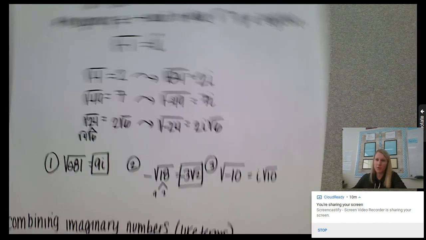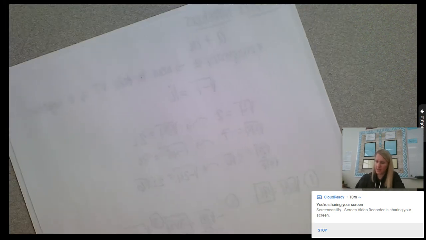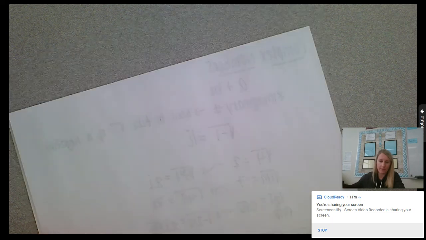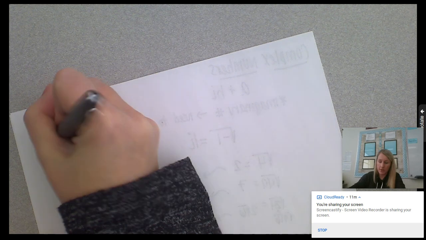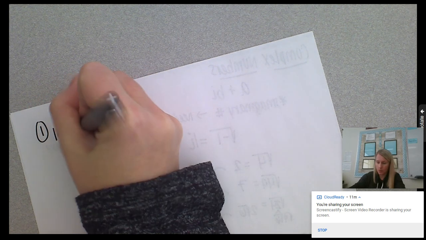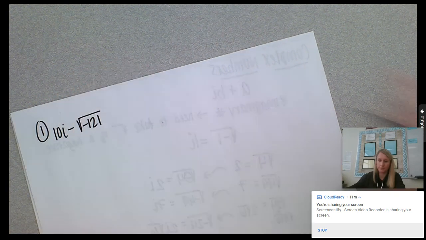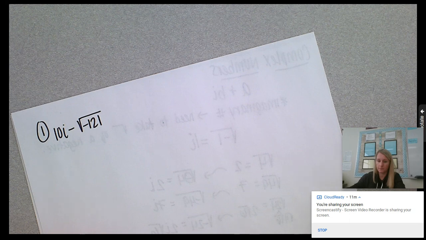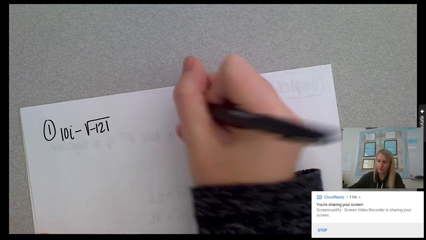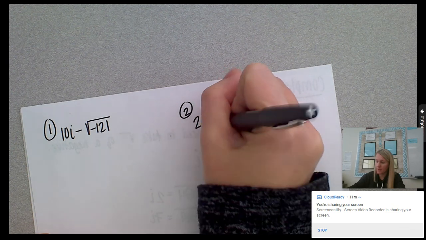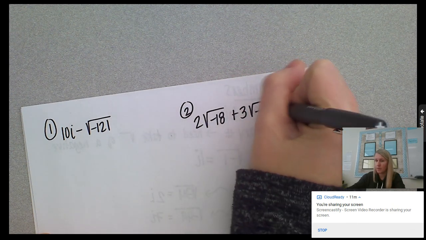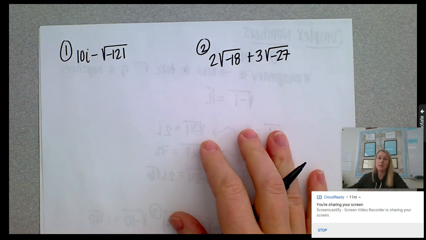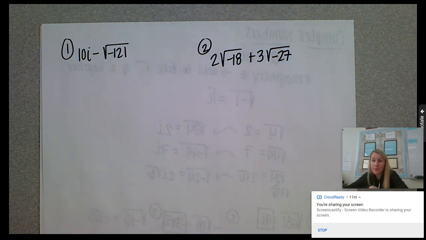All right, let me give you one or two to try. It's always nice to be like, all right, what the heck's happening? Can I do it on my own? So I'm going to give you 10i minus the square root of negative 121. And then why don't you try this one? 2 times the square root of negative 18 plus 3 times the square root of negative 27. So I'm just going to leave this up for a few seconds. You can always pause it if you need an extra minute to do them. And then I'll start to go over them in a second.